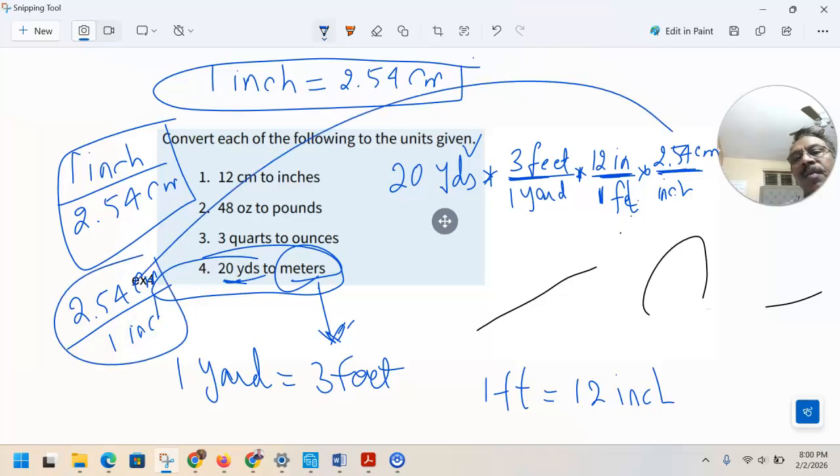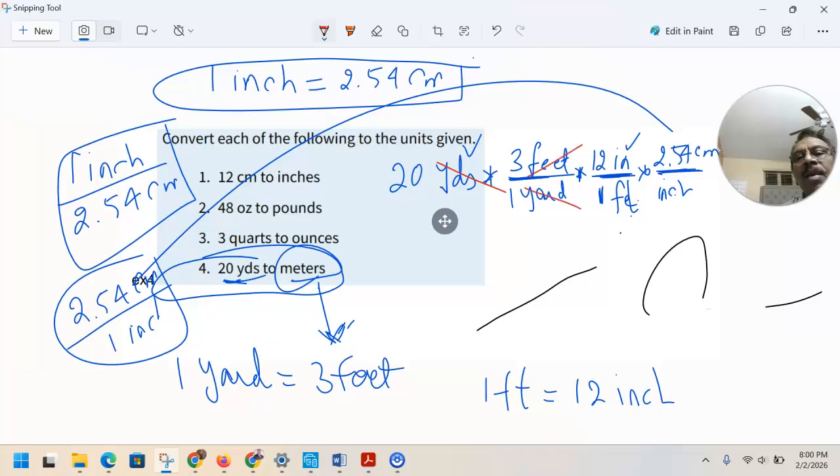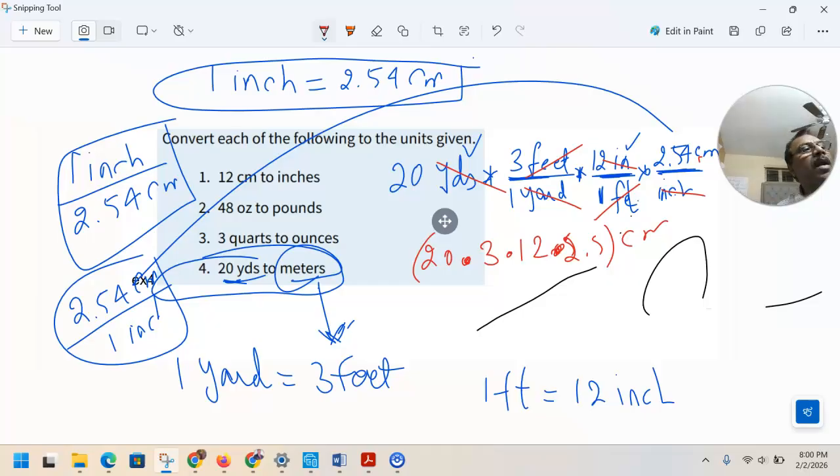I'm going to use this piece here. The reason is there is an inch right here, and then we can cross out the yard and yard, feet and feet, inches and inches. So what I have left is just 20 times 3 times 12 times 2.54, and all this answer will be in centimeters. And you can see the answer that you get is 18.288.